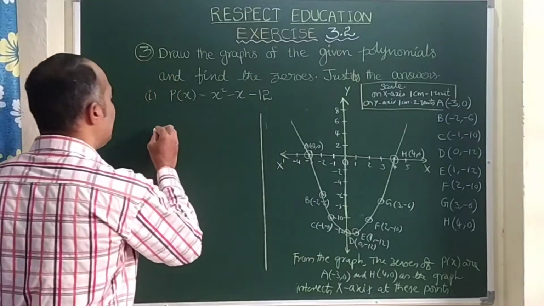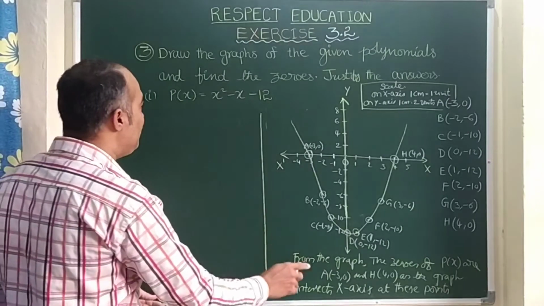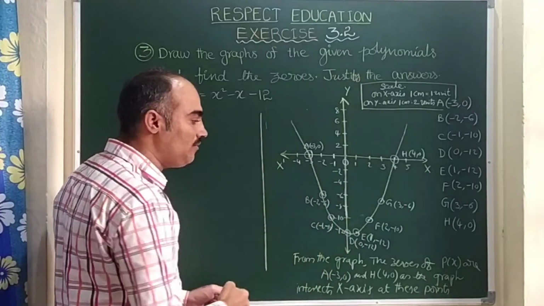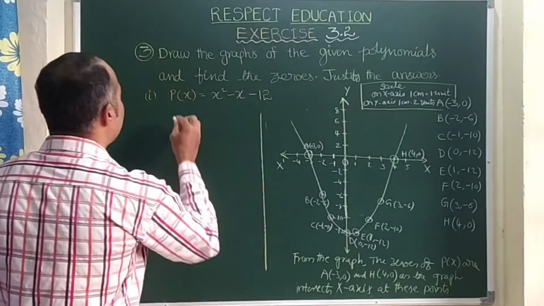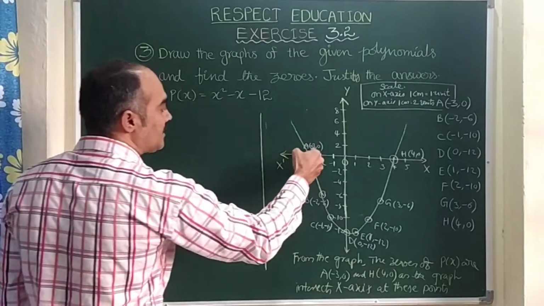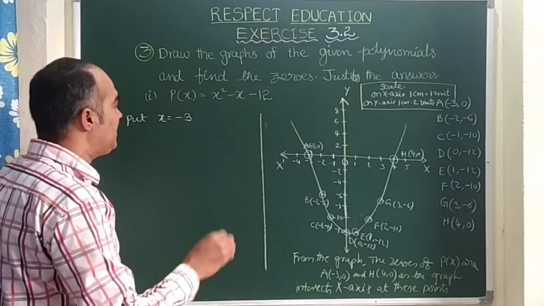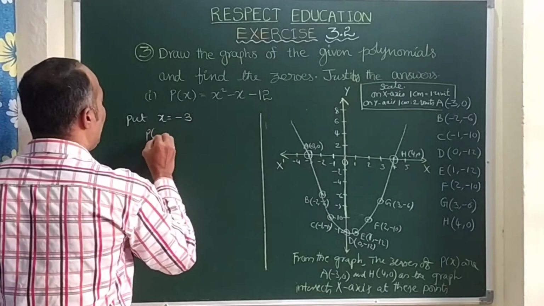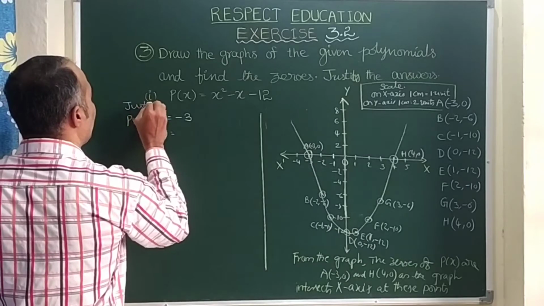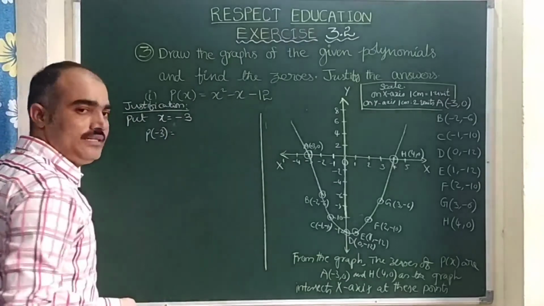So we have told you already how to verify the zeros. Substitute this value here, right? If you make this polynomial 0, then definitely that is a zero. Now here let us put x equal to minus 3. So you substitute the value here. P of minus 3 is equal to, this is justification, right? x equal to minus 3.